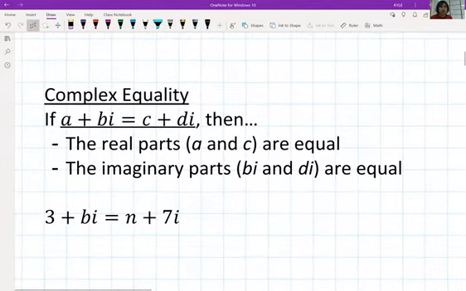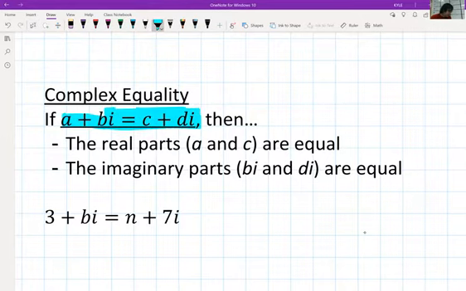So to start, what makes two complex numbers equal? If we are told that a plus bi is equal to c plus di, so one complex number equals another complex number, that means two things. First, the real parts have to be exactly the same, so a and c have to be exactly the same. And second, the imaginary parts have to also be the same. We have to have the same number of i's in both of those numbers.